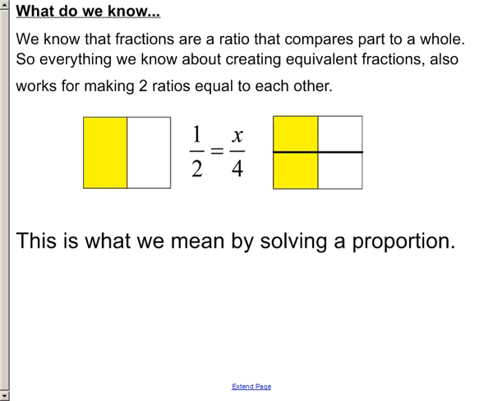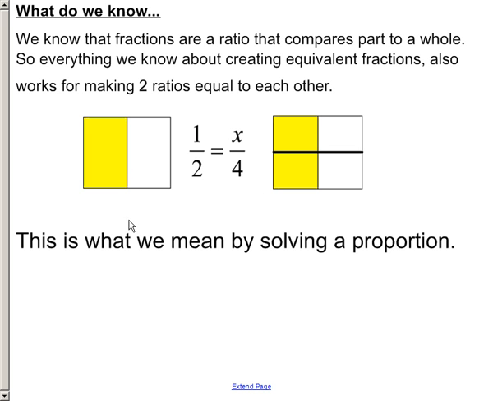So what do we know? We know that fractions are a ratio that compares a part to a whole. So everything we know about creating equivalent fractions also works for making 2 ratios equal to each other. So a picture to illustrate, the fraction 1/2 tells us that one part of our whole square is shaded. So here's your part that's shaded. Here's the whole number of pieces. Okay, over here, then the question is, so how many pieces out of 4 is equal to that 1:2 ratio?